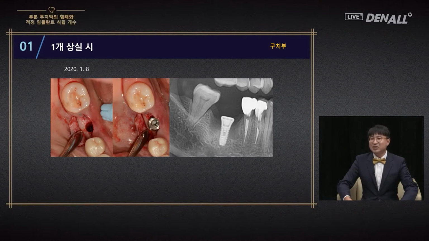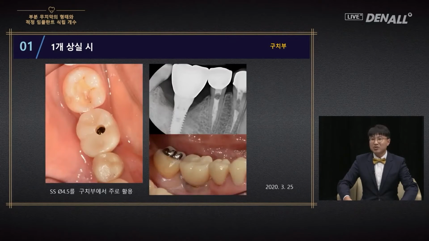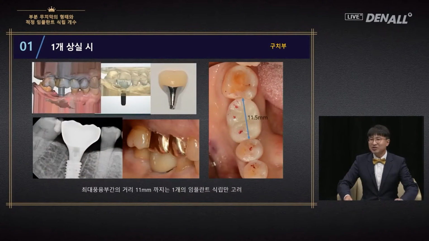An SS 4.5 wide neck fixture was placed once again. The final prosthesis was completed. 1 implant was sufficient for function. If the distance between the heights of contour is below 11 mm, I place only 1 implant. This is a recent case. The MD width of the height of contour was the biggest, between 11.1 to 12.9 mm.